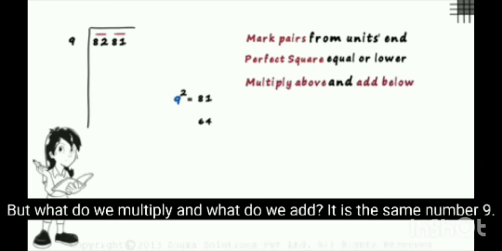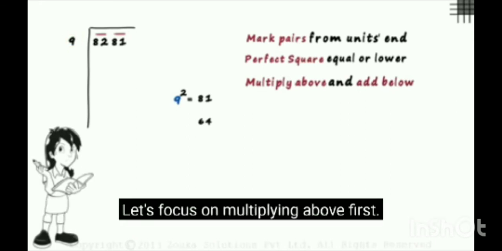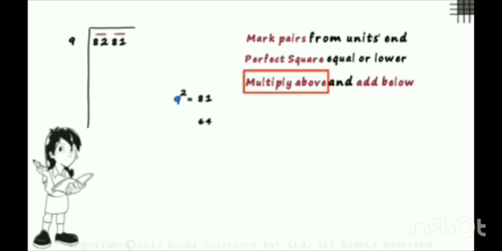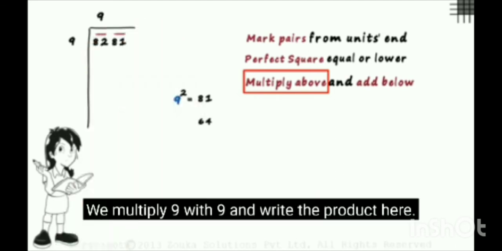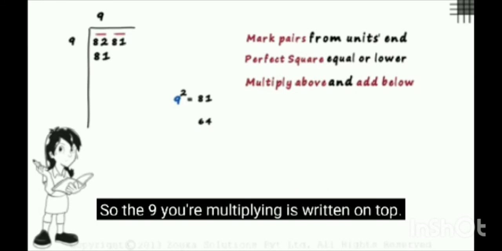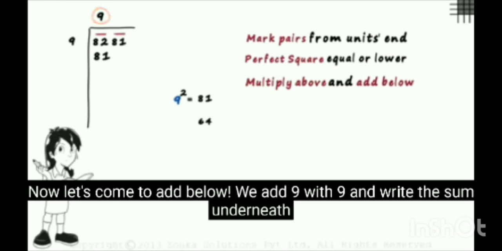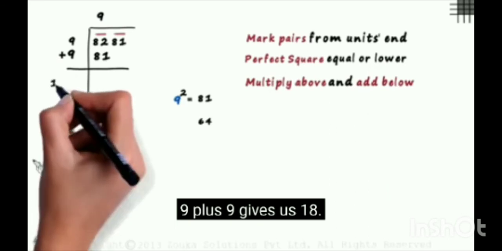But what do we multiply and what do we add? It is the same number, 9. Let's focus on multiplying above first. We multiply 9 with 9 and write the product here. So the 9 you are multiplying is written on top. Now let's come to add below. We add 9 with 9 and write the sum underneath. 9 plus 9 gives us 18.